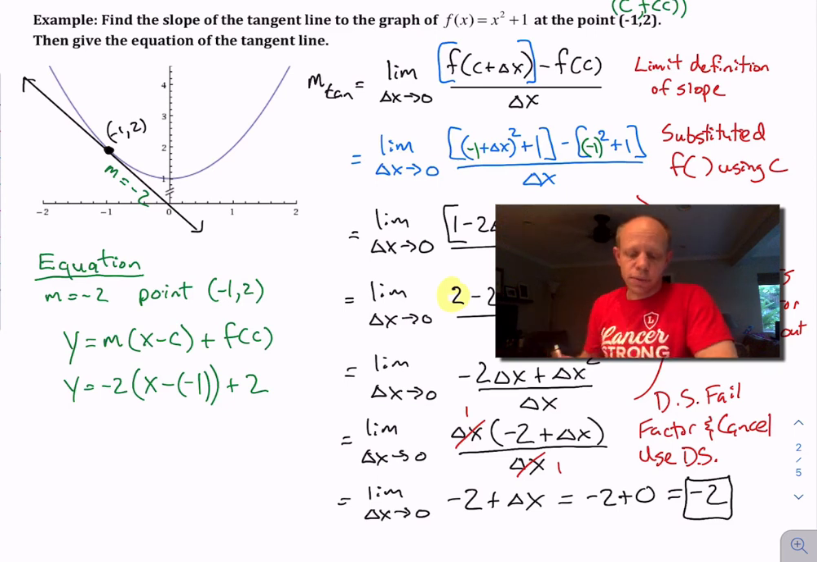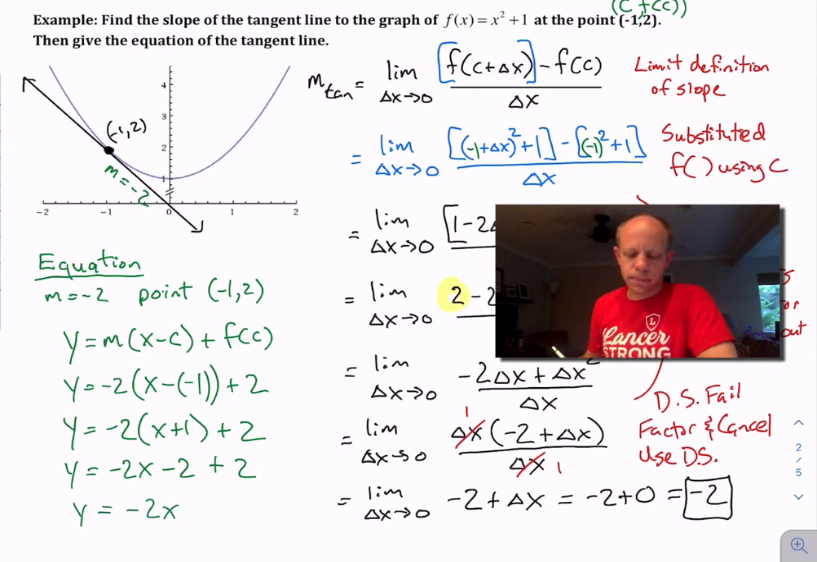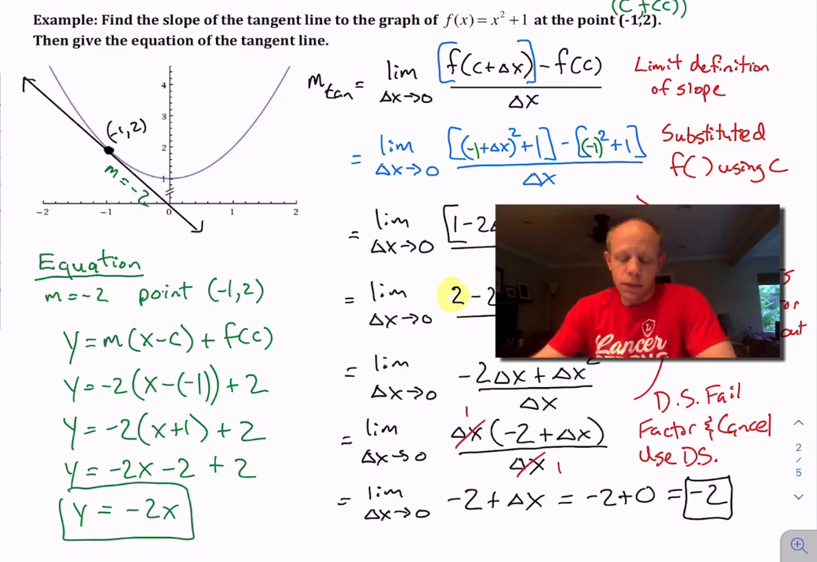And now we're just going to simplify this. So we get y equals -2 times (x plus 1), and then plus 2. We can distribute the -2 and get -2x minus 2, and then plus 2. And we'll simplify the constants and get y equals -2x. So we know that the tangent line through the point -1, 2 is y equals -2x.